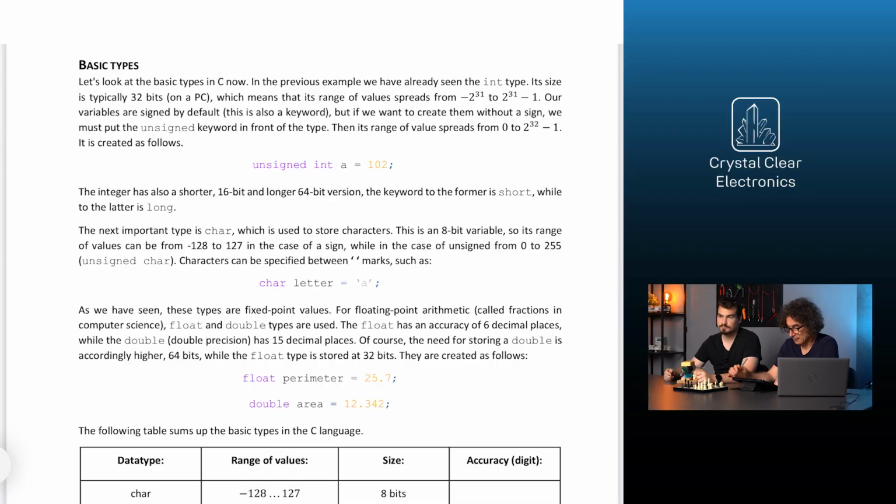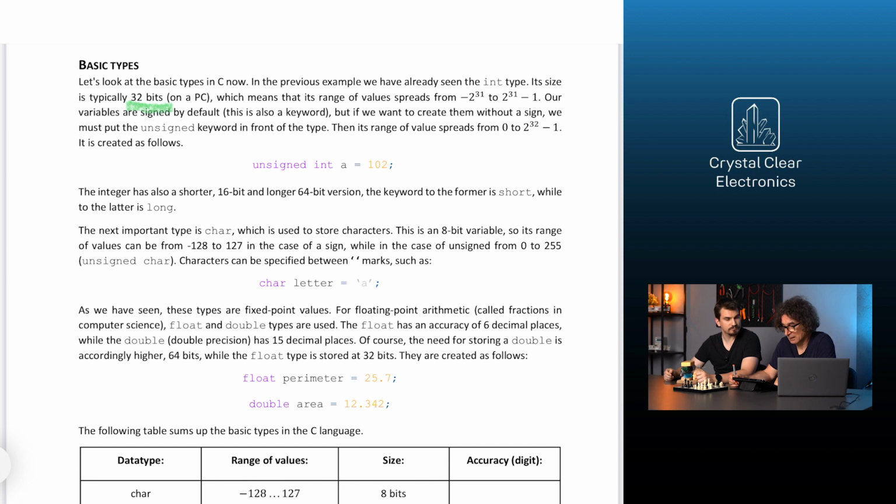Szabolcs, besides integer, what other types exist if I want to store a fractional number or another type of value? How can I do that, and what exactly can we store in each type? Let's look at the basic types of the C language. In the previous example, we have already seen the int type.